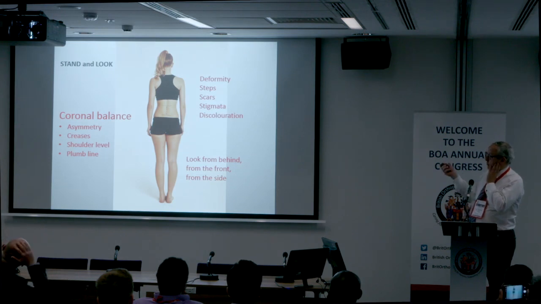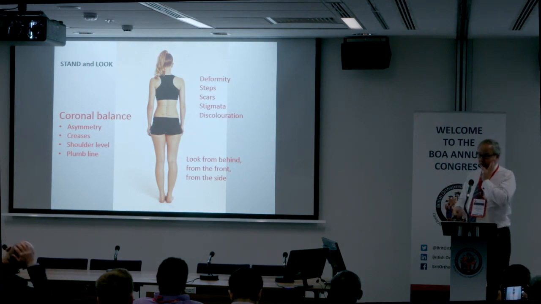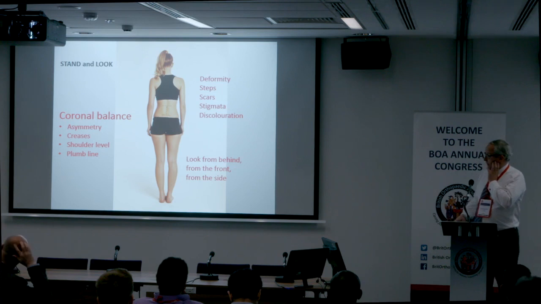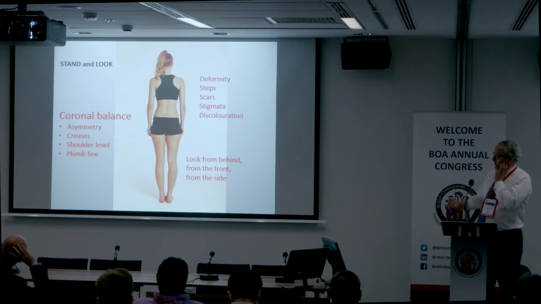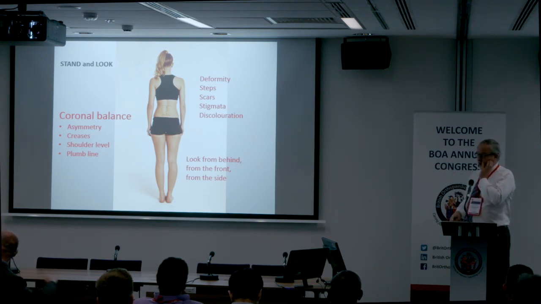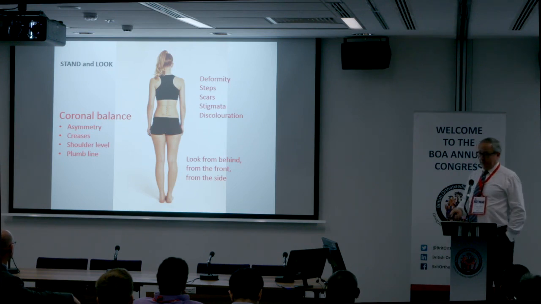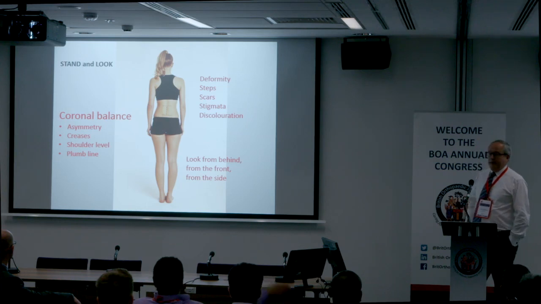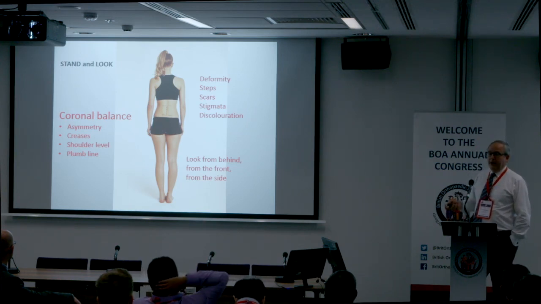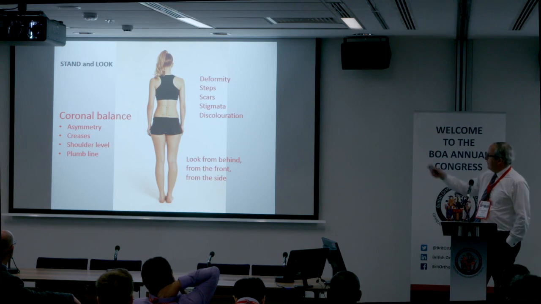You're looking for things like deformity, steps in the spine, scars, stigmata, discoloration. From the back, you're going to look at coronal balance, asymmetry. Are there creases? Are the shoulders level? And if there is any asymmetry, you might start to ask the examiner for a plumb line or something, and he'll say, no, don't be so silly, and just move on.